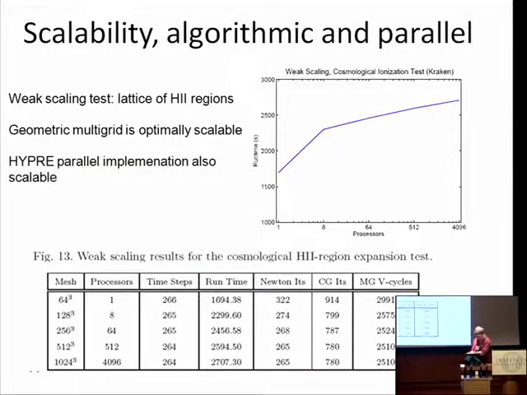And then here's the best news of all, that this algorithm is scalable. This is a weak scaling test where we put one of these H II regions in every tile of a weak scaling experiment. So we have a grid of H II regions expanding. And this is the wall clock time for the job versus the number of processors. And this is not a log scale. This is a linear scale.